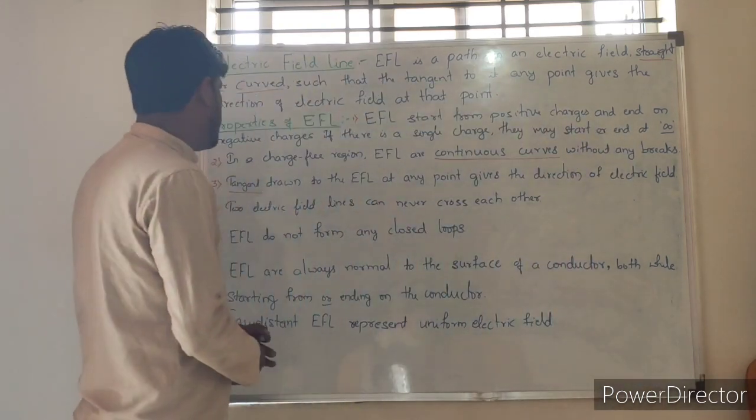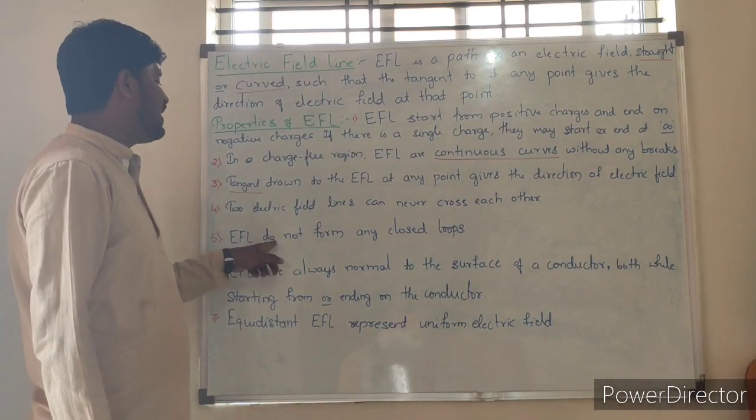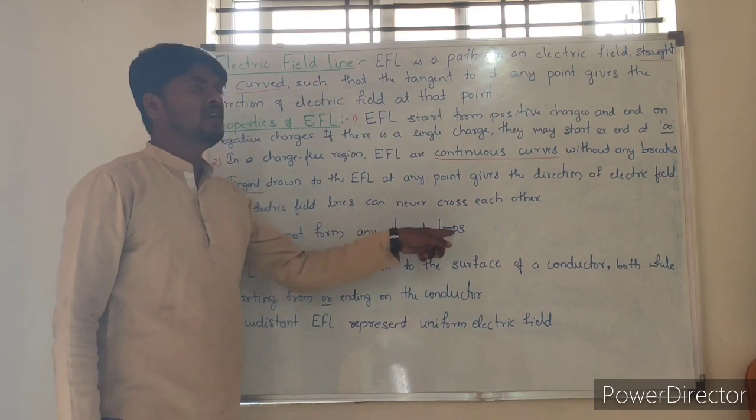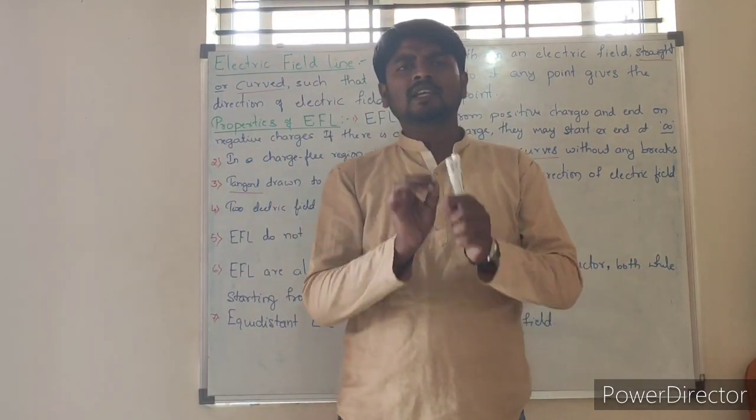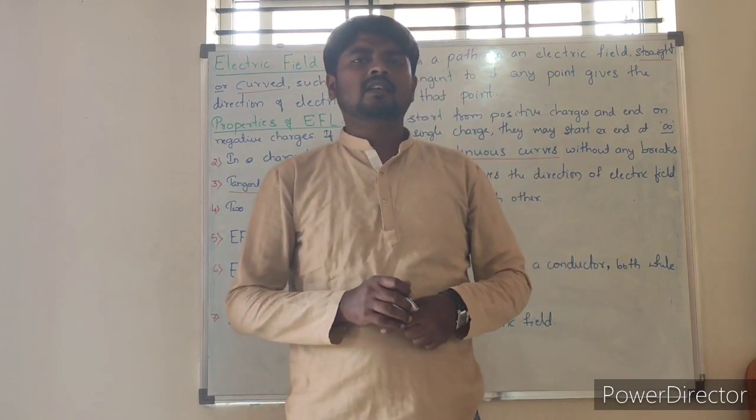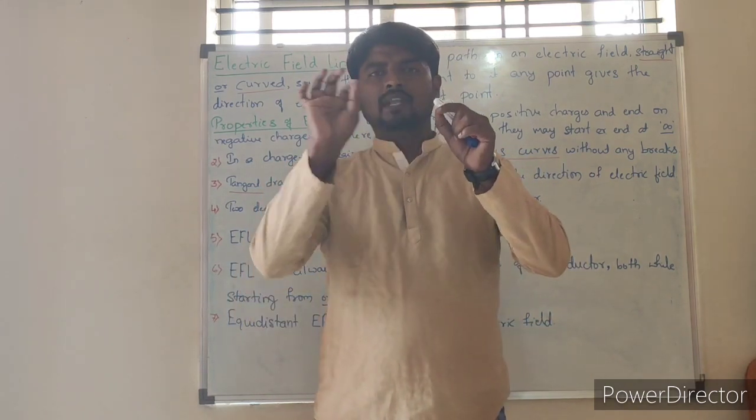The next property of the electric field line is that electric field lines do not form any closed loops. Loops means the starting point and the ending point should be the same. For example, if you take a circle or a bangle, the end point and the beginning point both are the same.